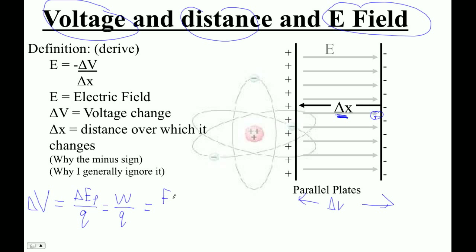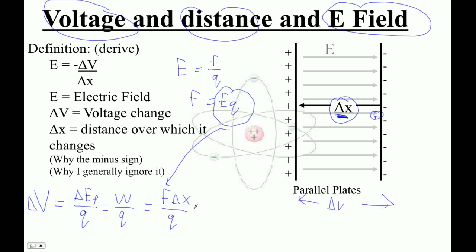Well, work is just force times distance, and here I'm using delta x as a distance because they use it in the formula for some reason. So delta x, divided by q. And now we can be even more clever about this force because there's a relationship. The electric field is also, what is it? It's force divided by charge. We know this. So therefore, force is E times Q. So we can substitute that in for force.